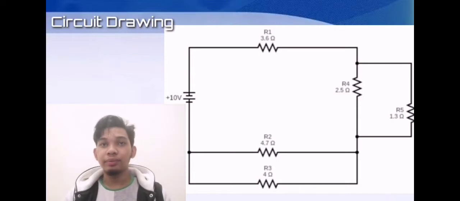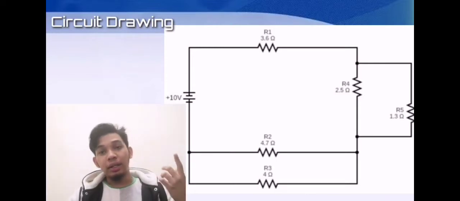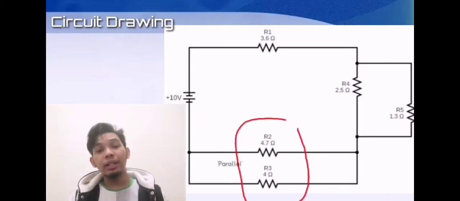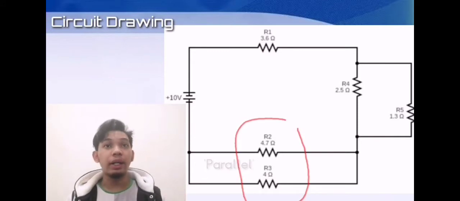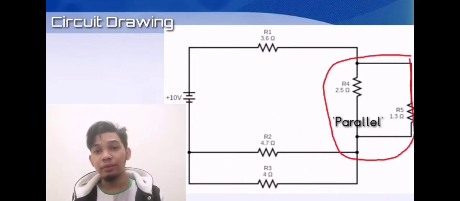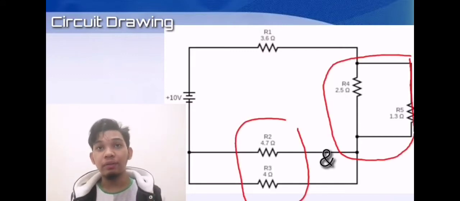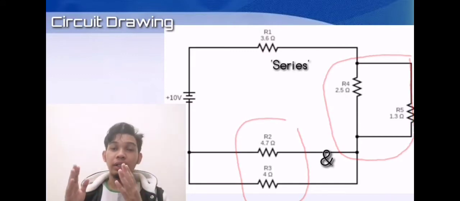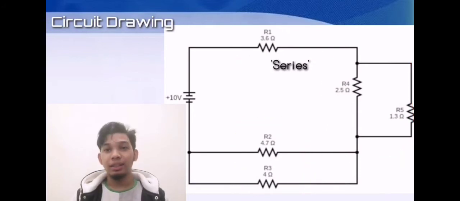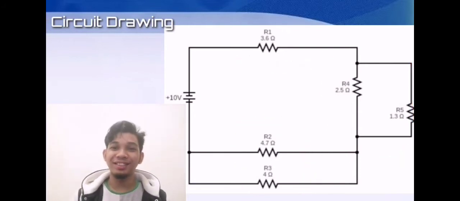So R2 will be parallel to R3, while R4 will be parallel to R5, and combining that, R2 and R3 with R4 and R5 is in series with resistor number 1. And that is all for the circuit drawing.